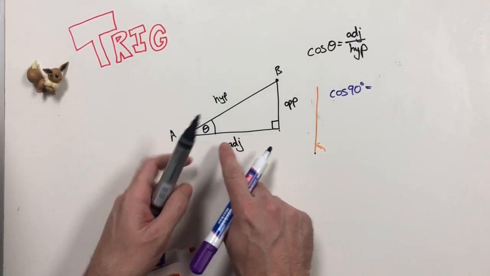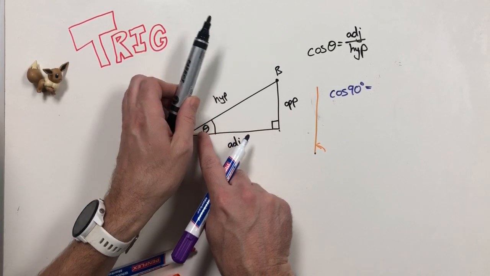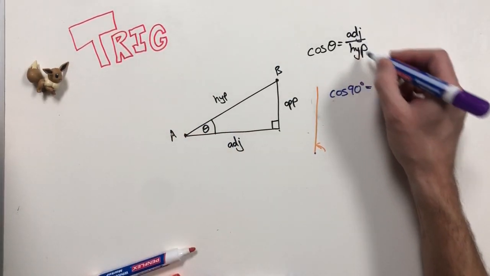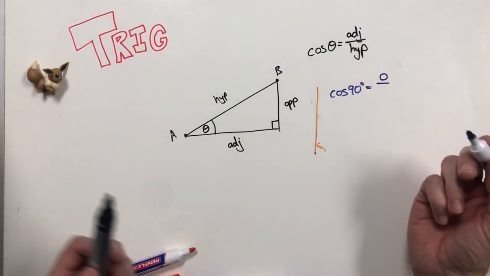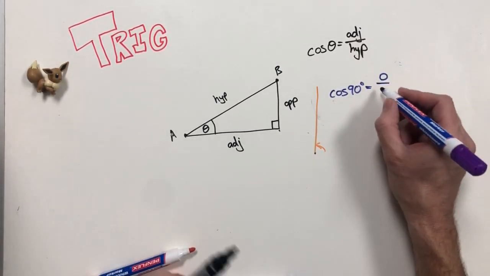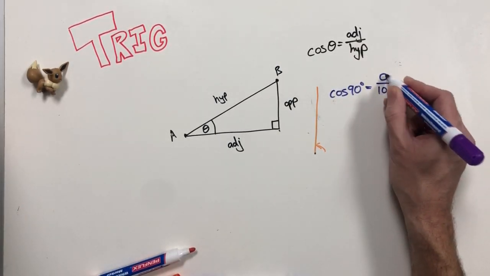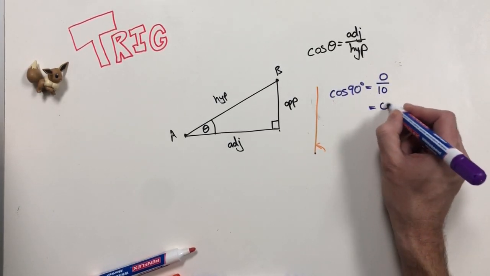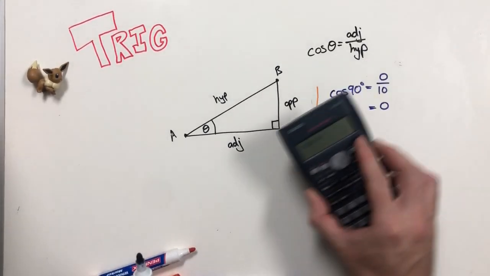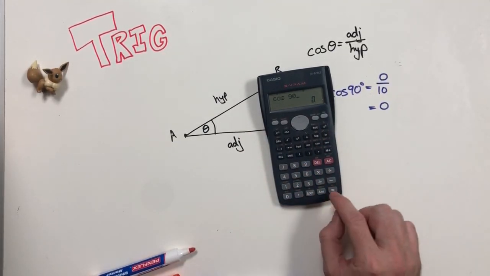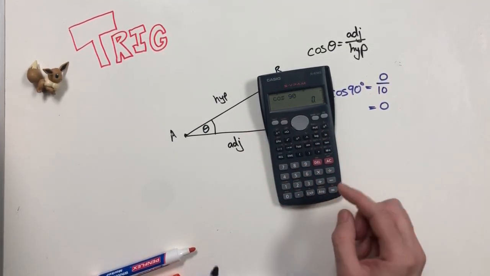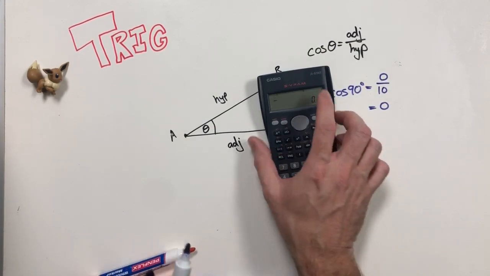It just went smaller and smaller and smaller as this angle went bigger and bigger. So the adjacent side would be 0. And the hypotenuse, we don't care what it can be, 10, 20, 50, 100, doesn't really matter. 0 over anything will give me 0. So let's just see if that's true. The cosine of 90 would be, wait for it, 0.